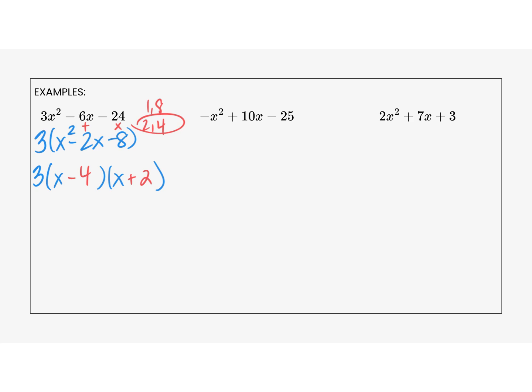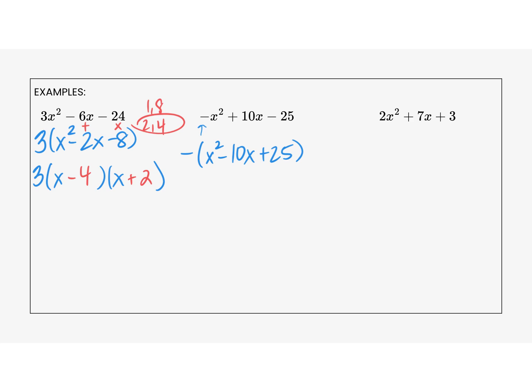Next one. Anytime you see something in front of the x squared like this, that's kind of a clue that your first thought should be to try to factor out a GCF. It doesn't always work, but in this case, we can take out a negative, and that leaves me with x squared minus 10x plus 25.